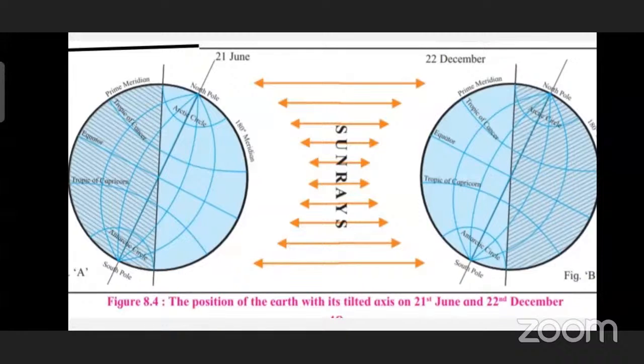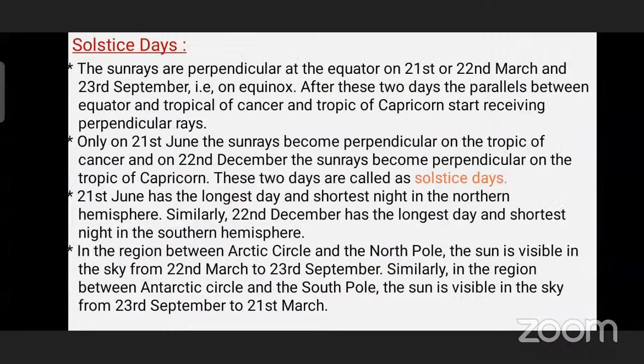Okay. So these 2 days, what we are going to see in the next slide, what are these days called? You will see the next slide, students, now. See, these days are called solstice days. Now we will see in detail what these are. The sun rays are perpendicular at the equator on 21st or 22nd March and 23rd September, that is on equinox.